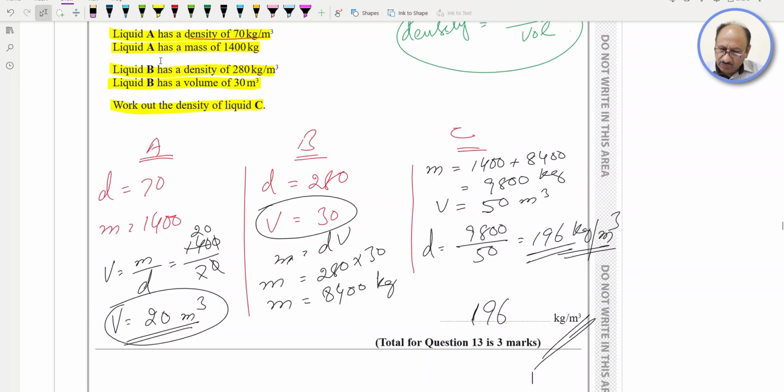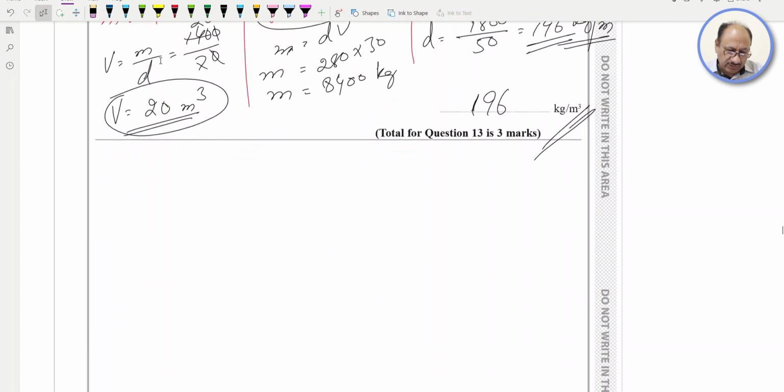Hopefully you understood. This was a 3 marks question. Hopefully you understand each and everything.